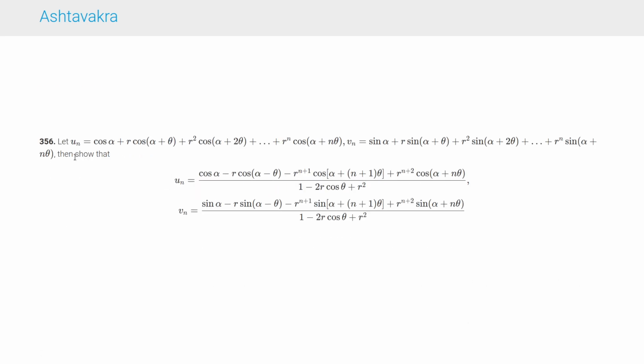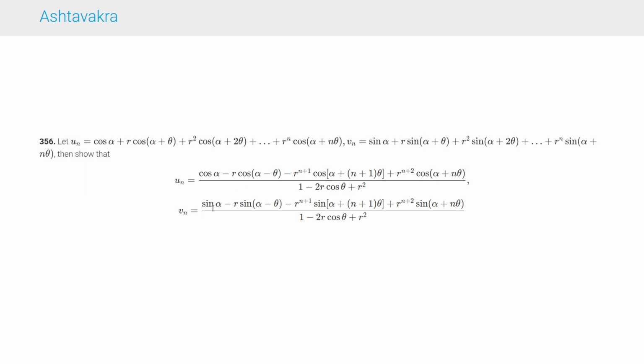Question 356 says: let Un equal cos alpha plus r cos (alpha plus theta) plus r square cos (alpha plus 2 theta) and so on up to r to the power n cos (alpha plus n theta). Vn is equal to sin alpha plus r sin (alpha plus theta) plus r square sin (alpha plus 2 theta) up to r to the power n sin (alpha plus n theta). Then show that Un is equal to cos alpha minus r cos (alpha minus theta) minus r to the power n plus 1 cos (alpha plus (n plus 1) theta) plus r to the power n plus 2 cos (alpha plus n theta), divided by 1 minus 2r cos theta plus r square.